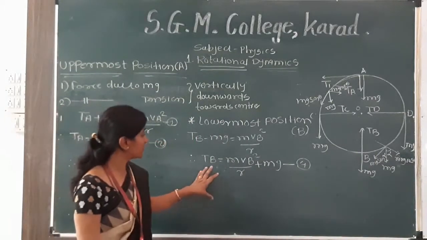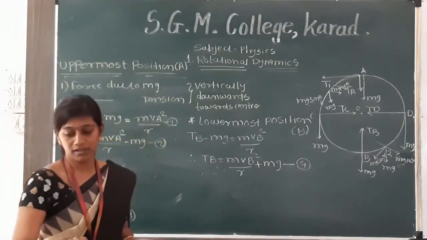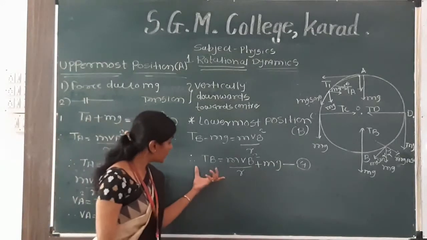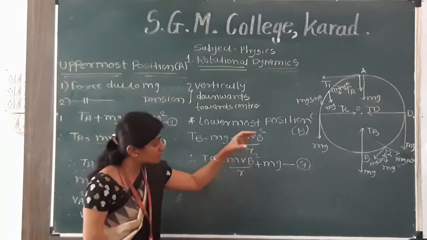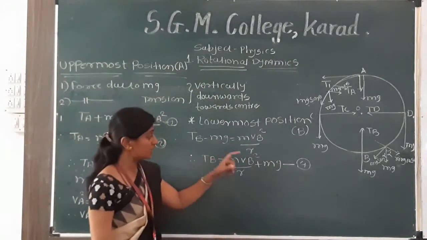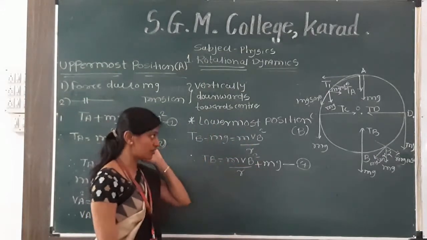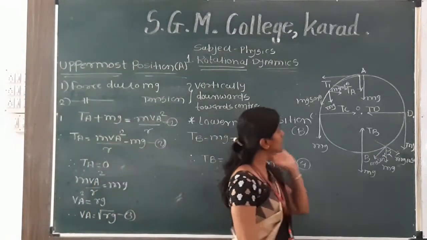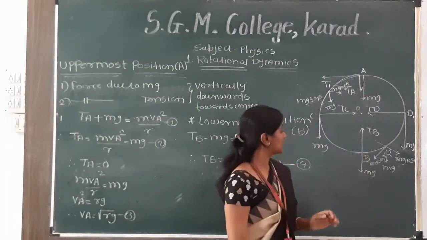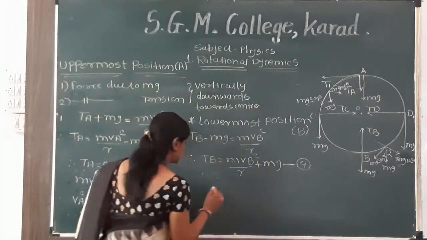See here, Vb is the velocity at point B. We are getting the value of tension at point B. It is the lowermost position of the bob. That bob is going to perform the vertical circular motion. Now see, when the bob is coming from position A to B, the displacement is 2r.